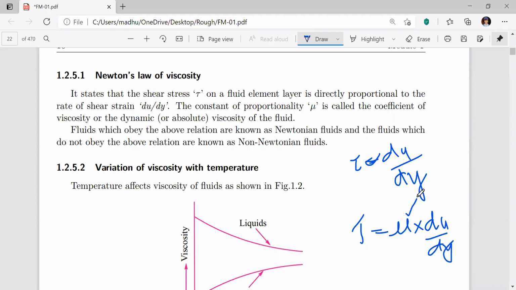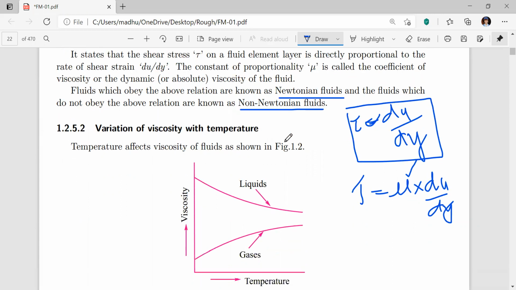Fluids which obey the above relation are known as Newtonian fluids, and fluids which do not obey the above relation are called non-Newtonian fluids. So any fluid which follows this equation, tau proportional to du by dy, while flowing, is called a Newtonian fluid. If any fluid does not obey this equation, tau proportional to du by dy, then it is called a non-Newtonian fluid. So these are the two broad classifications of fluids based on Newton's law of viscosity.